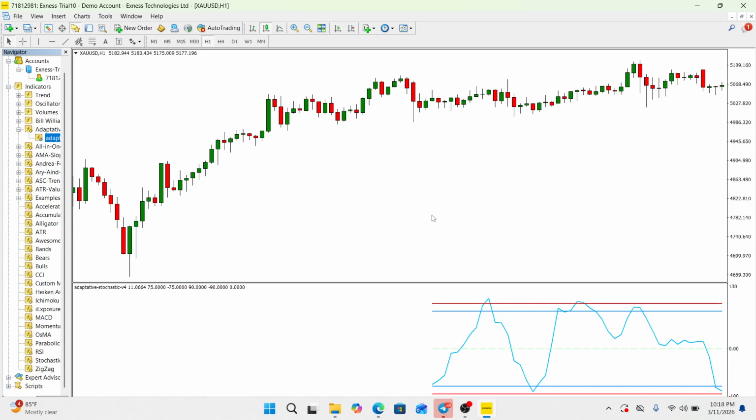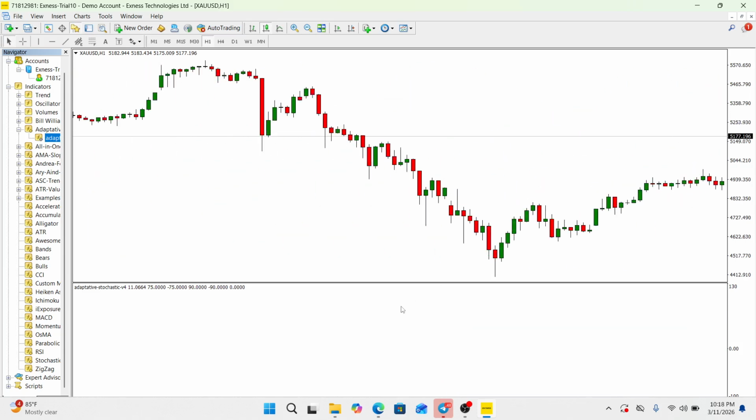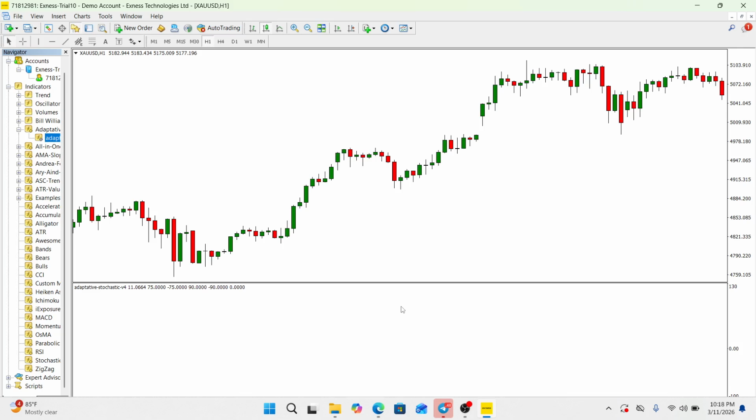This behavior implies that extreme readings and turns in the oscillator are tuned to the prevailing environment, helping you see overbought and oversold conditions that better reflect current market speed rather than a fixed one-size-fits-all setting.